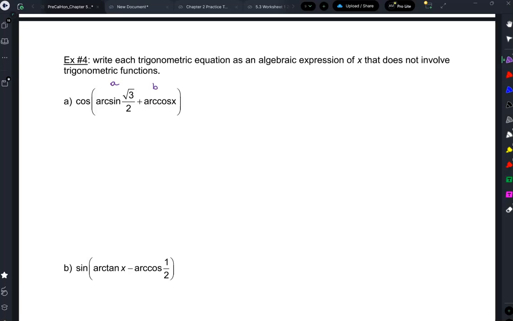But you know what else? This arcsine of root 3 over 2 can actually be simplified. How much is that? Pi over 3. So now if I rewrite this, this is just cosine of pi over 3 plus arc cosine of x. I thought when you have arc cosine and cosine they cancel out. But you don't have arc cosine and cosine. You have cosine of something plus arc cosine. You have cosine of A plus B, right? That's a different thing. So now this is a sum and difference identity for cosine.